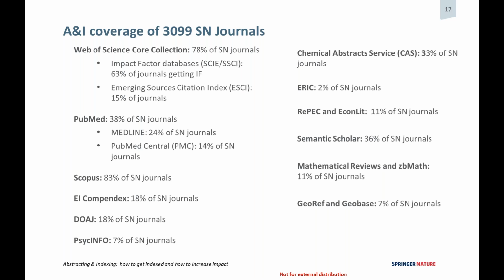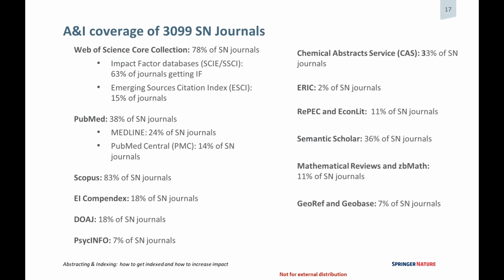PubMed, we have 38% of journals, because PubMed, as you know, is very specific to biomedicine, medicine, healthcare related content. And of our 3,000 journals, not all of them are publishing in those areas. So it is a limited number of journals.